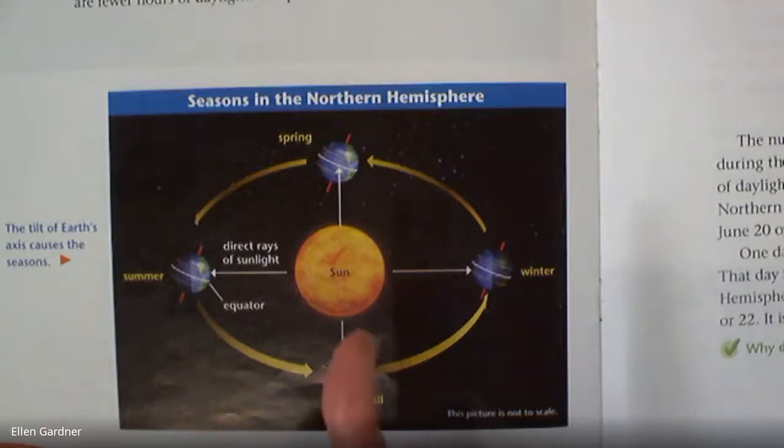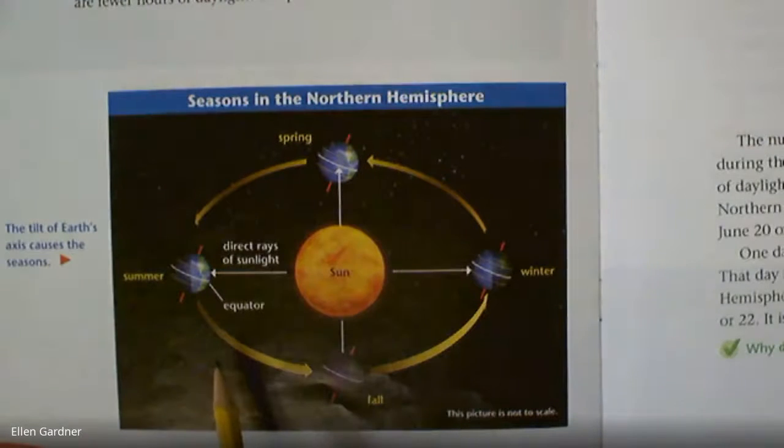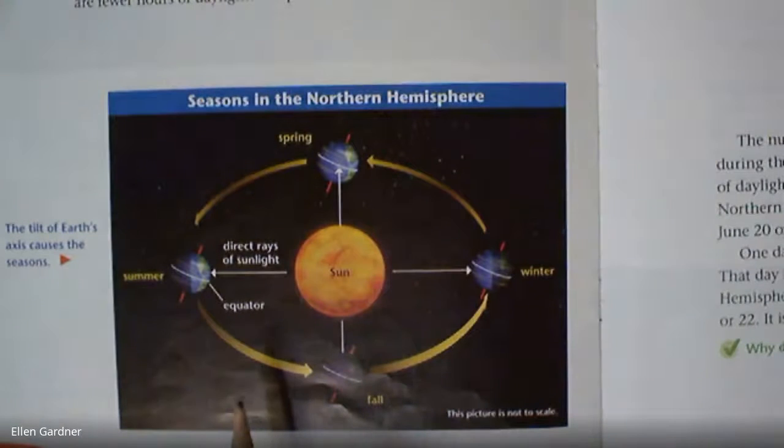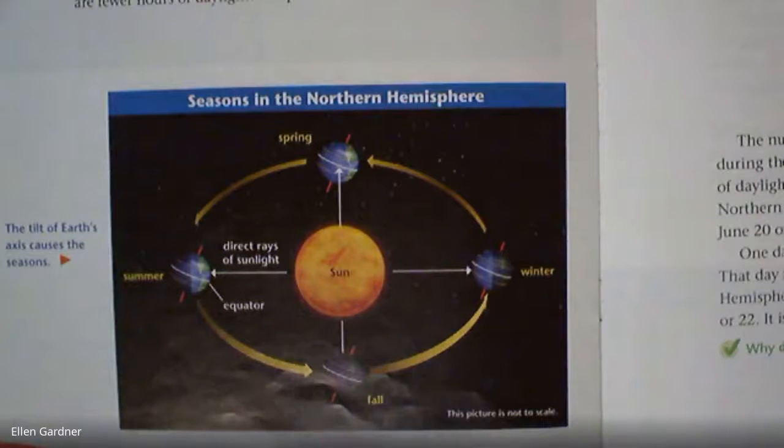Now, one day each year has the fewest hours of daylight. That day is called the winter solstice. In the northern hemisphere, that happens on December 21st or 22nd, and it's the start of winter. So it's the day with the least amount of sun. And that's how we get our seasons.